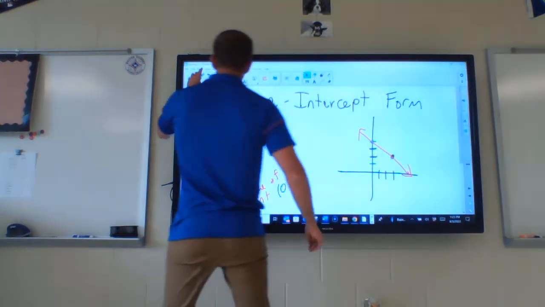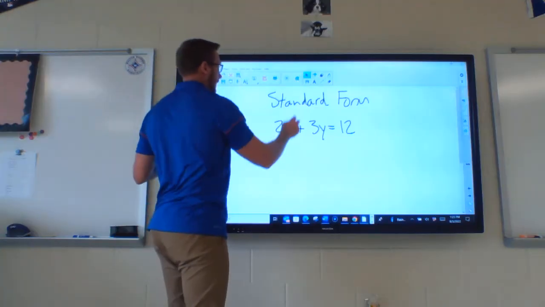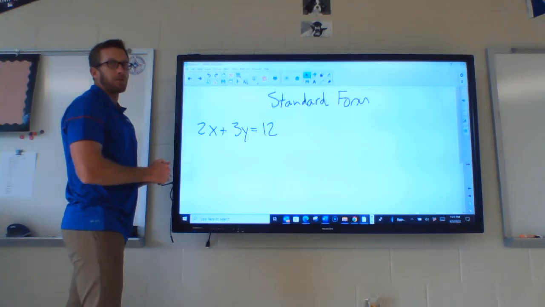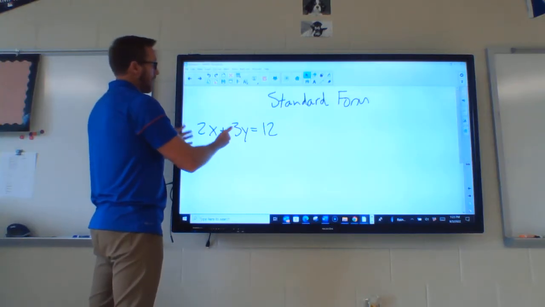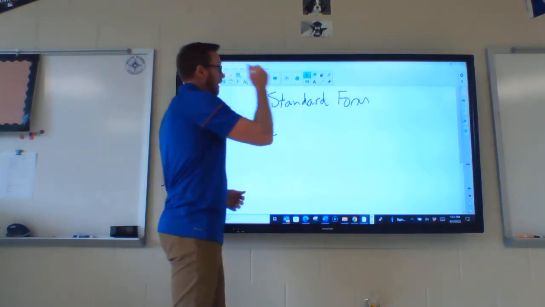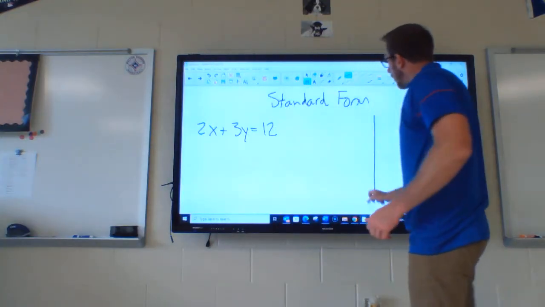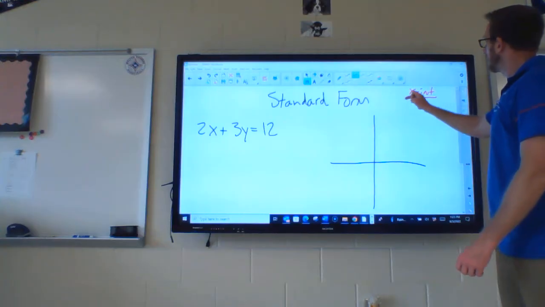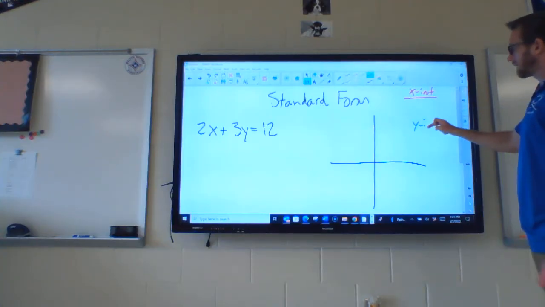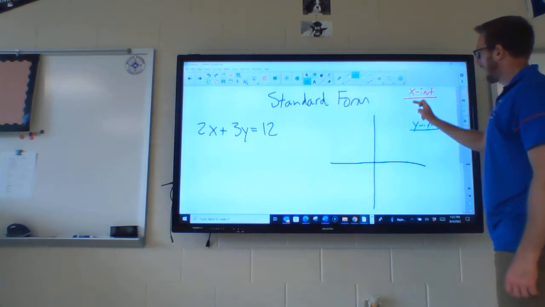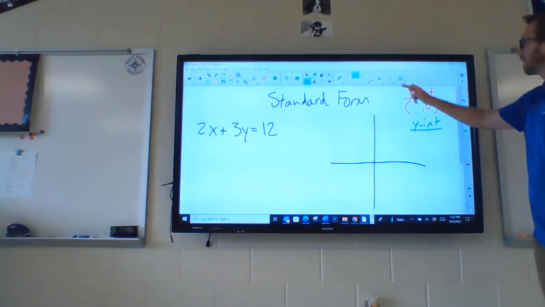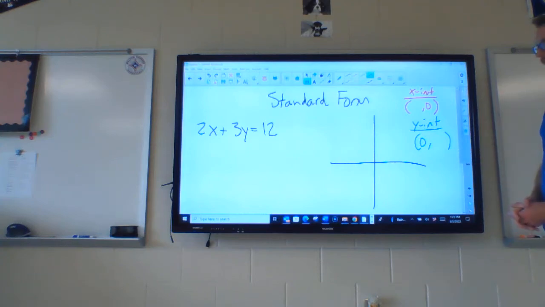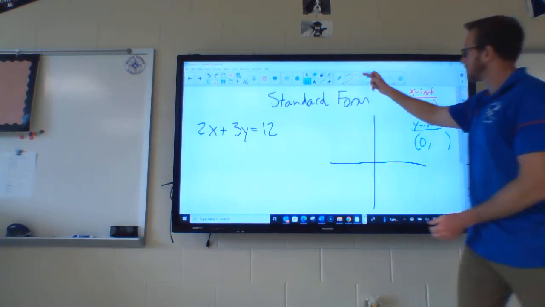I now want to review the standard form. Right? Standard form is when we have whole numbers as coefficients of each variable, and they are separated on one side away from the constant, which is on the other. Now our goal here is going to be to find the x-intercept as well as the y-intercept. And if you recall, our x-intercept had a y value of 0. Our y-intercept had an x value of 0. And we're solving for the missing portion.